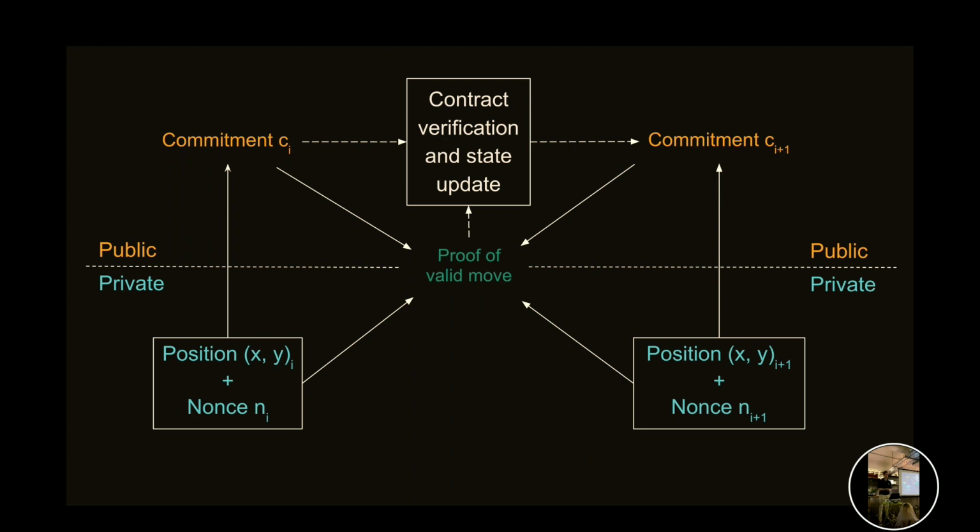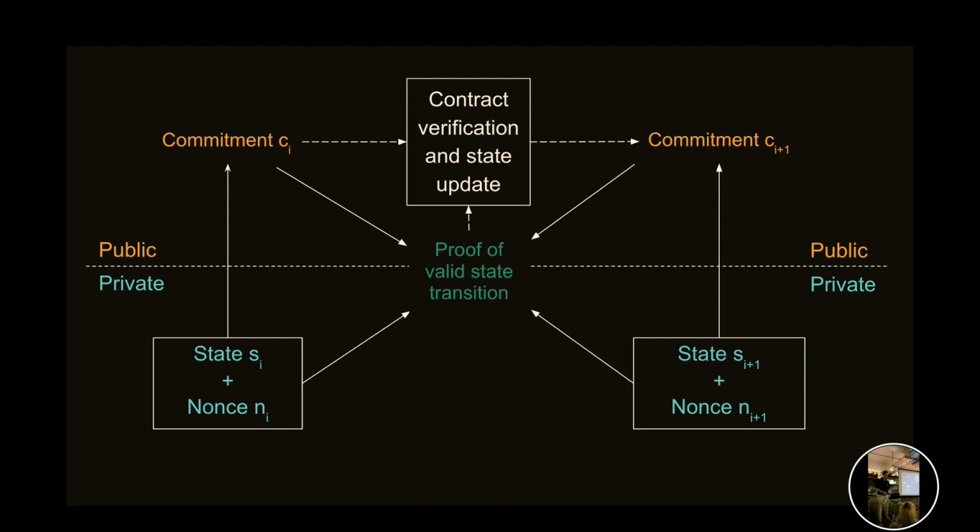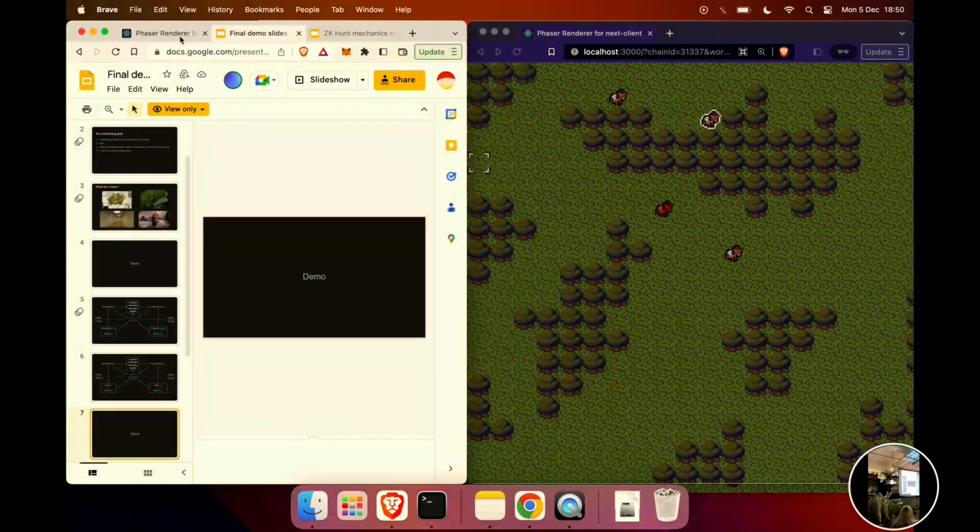In ZK Hunt, I use this to represent the private position, but really, you can use this to represent any kind of private state with arbitrary state transition logic. You can think of health or action points, your inventory, or really private state that's kind of beyond the context of just games. Cool, okay, so let's jump back to ZK Hunt.